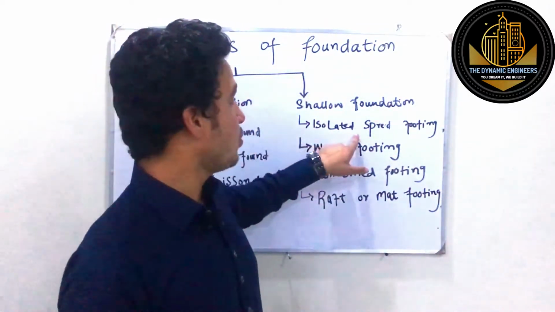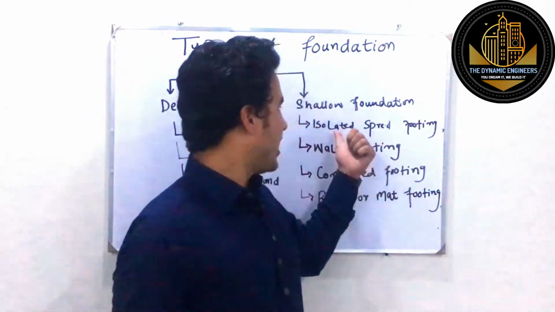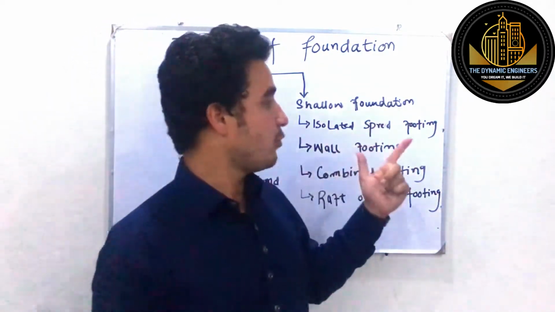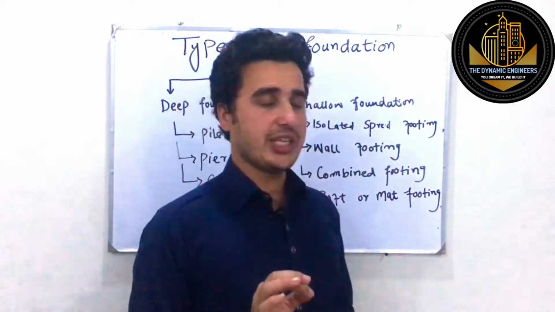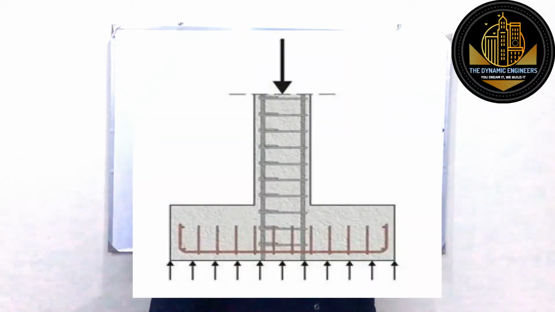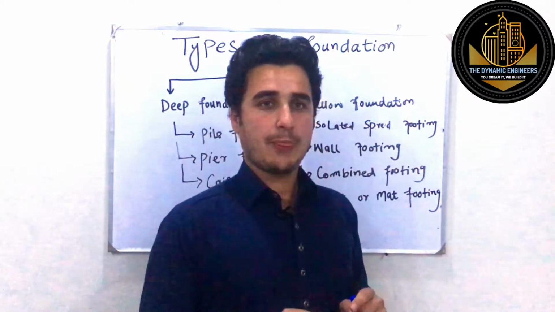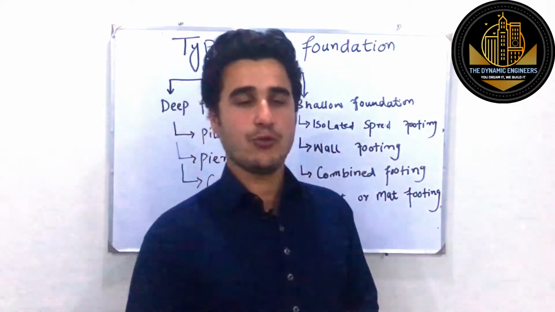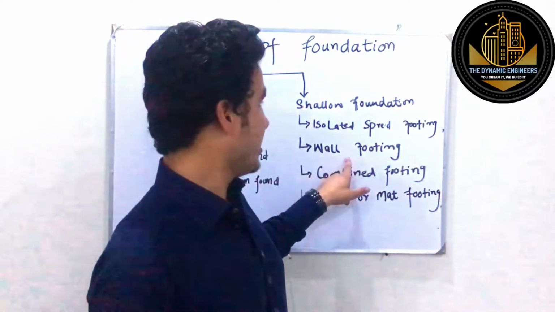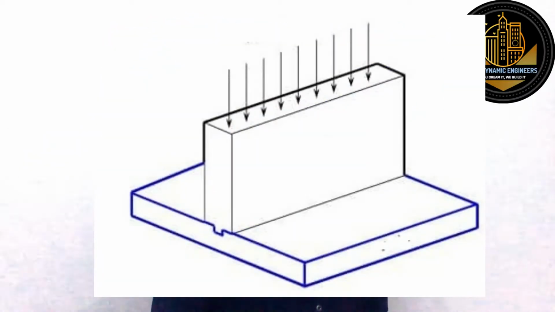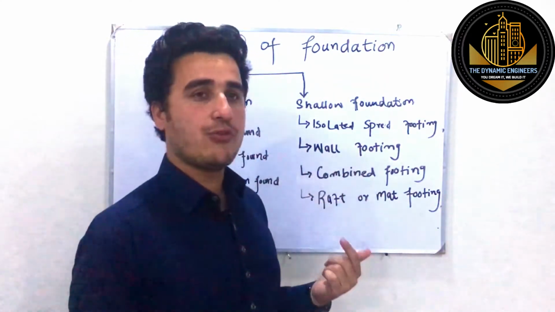The number one is isolated spread footing. As from its name, isolated means alone. If you look at this picture, you can see that a single column is standing over a footing. So this is what we call the isolated spread footing. A single column will be standing over this footing. The number two is wall footing. If you look at this picture, you can see that a wall has been installed over a length of foundation. So this is what we call the wall footing.